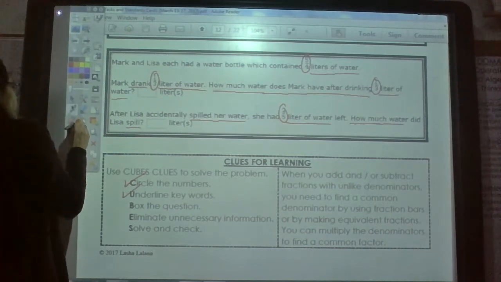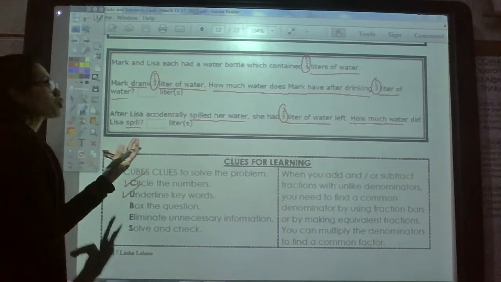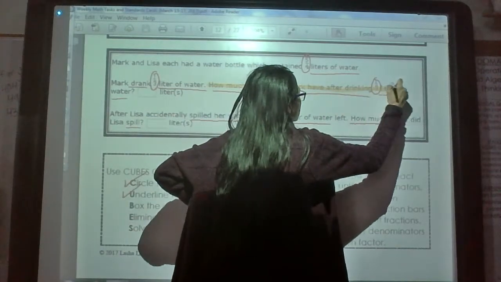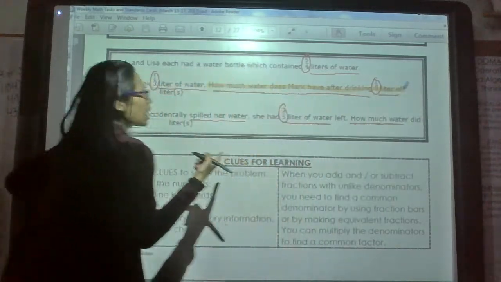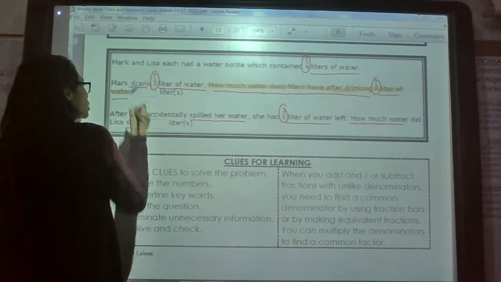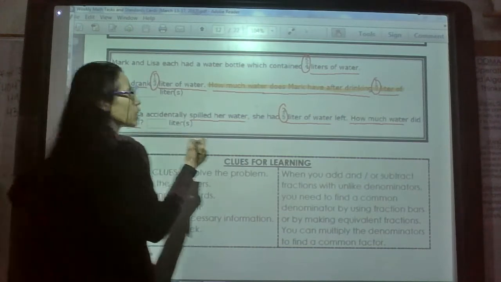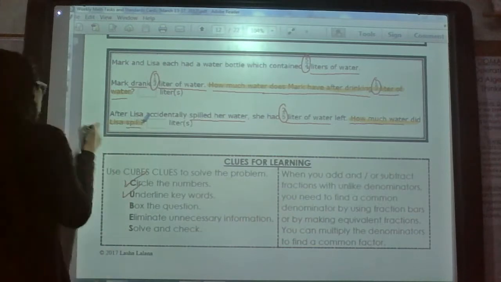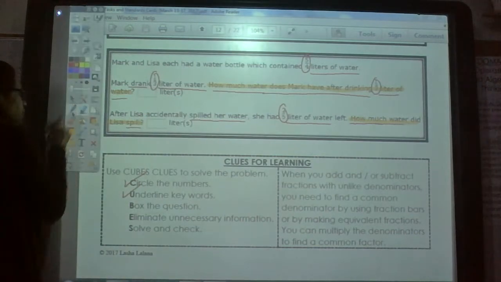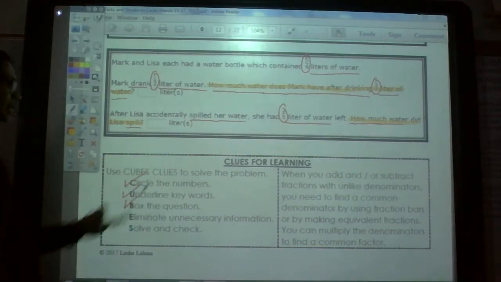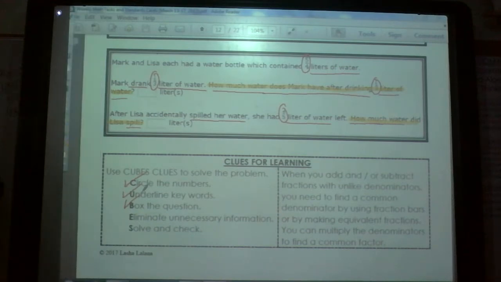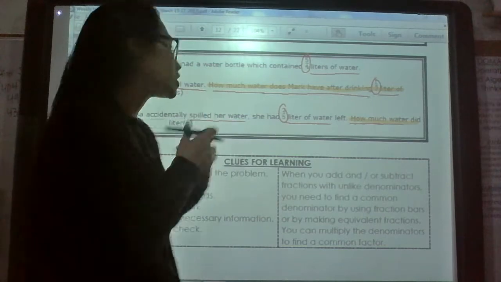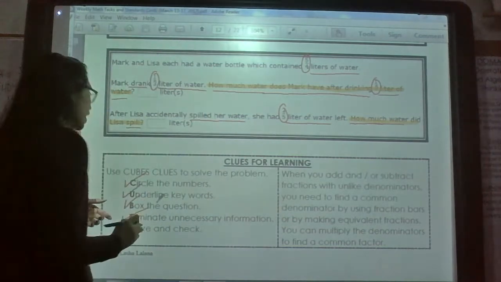All right, box the question. Now, there are two questions. So here's one. How much water does Mark have after drinking 1/3 liter of water? And here's the other question. How much water did Lisa spill? All right. Done with that. Eliminate unnecessary information. Is there anything here that we can cross out or we don't need? Nope, I think we need all that stuff. So we're done with that step.